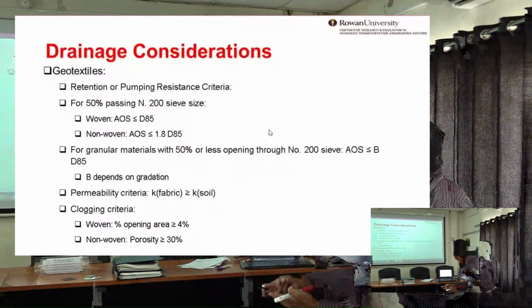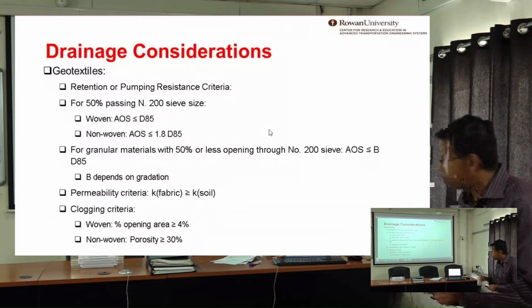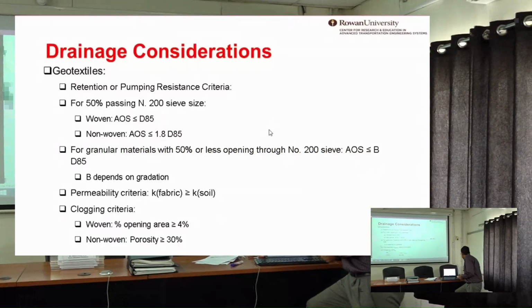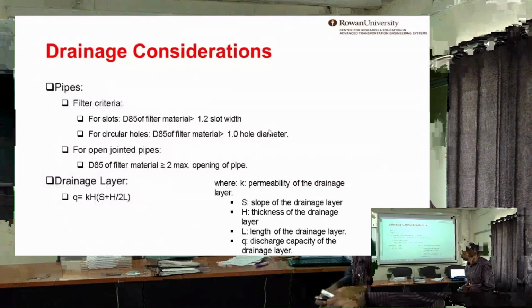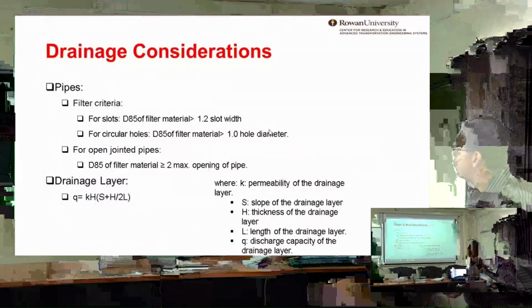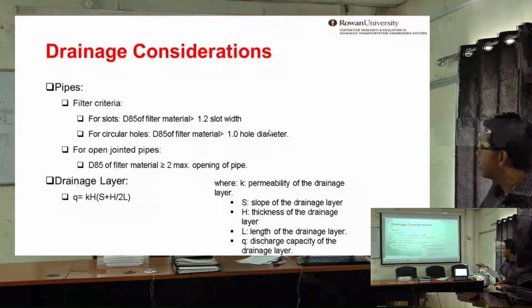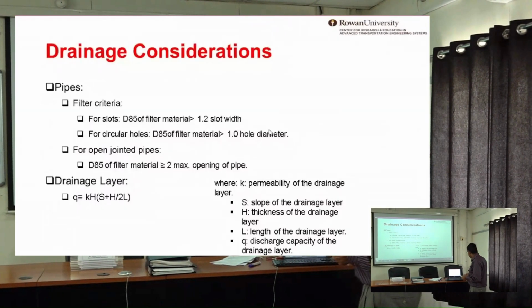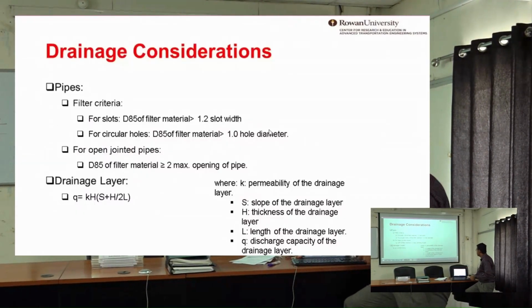Granular material opening, and then permeability. The permeability of the fabric should be greater than that of the soil, so you can allow the water to go through. If you're passing pipe drainage, D85 of the filter should be greater than 1.2 times the slot width. Some other requirements are there: D85 of the filter to be greater than twice the maximum size. And then you have from simple hydraulics the drainage layer, which involves the permeability, the layer thickness, and the viscosity.